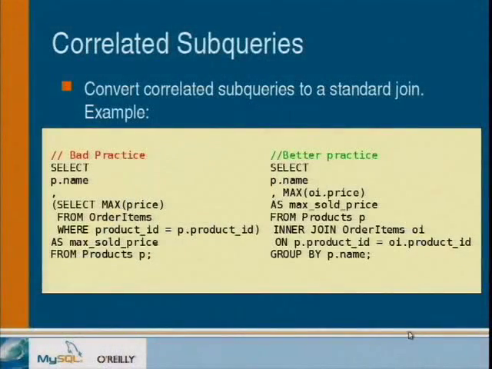So, okay, eliminating correlated subqueries. With 4.1, and it looked like most of you are on 4.1, you can use subqueries. I tend to avoid them like the plague.